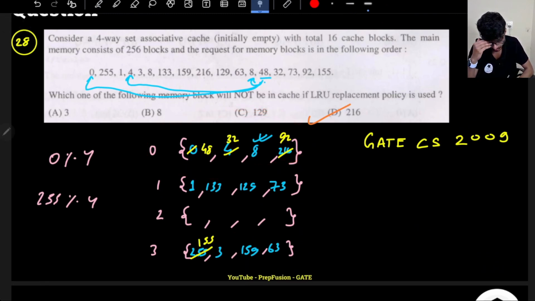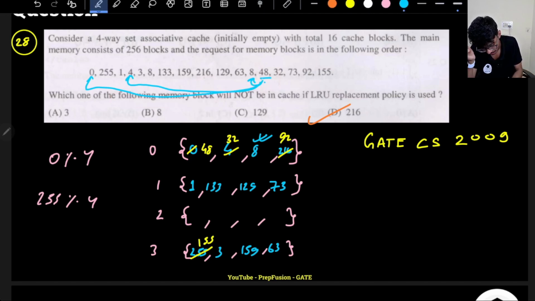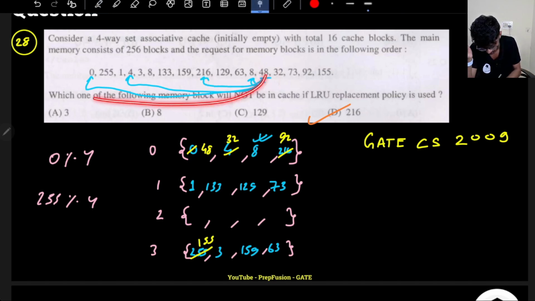If I would have used FIFO, here there was a debate: 8 is already in the cache memory. For 48, which one will I choose? I had 0, 4, 8 and 216. I don't have to think about anything. Just go to the first one, whichever was entered first. So 0 was entered first, so I will replace 0. In this case, luckily 0 was not called again. That's why both FIFO and LRU are giving the same answer.